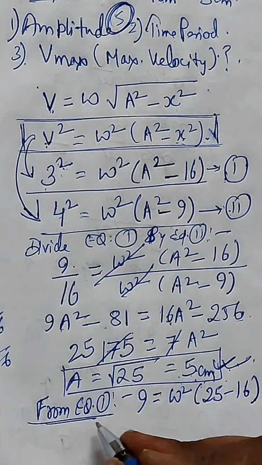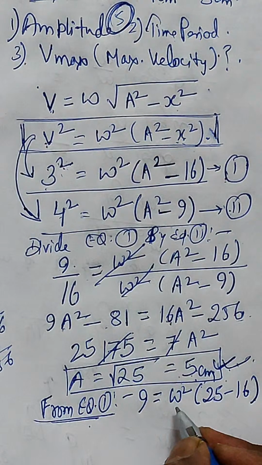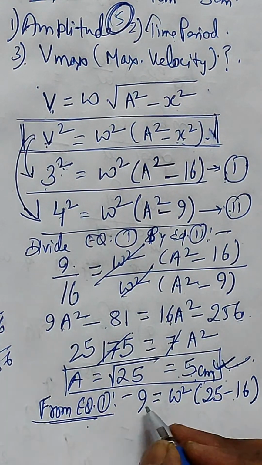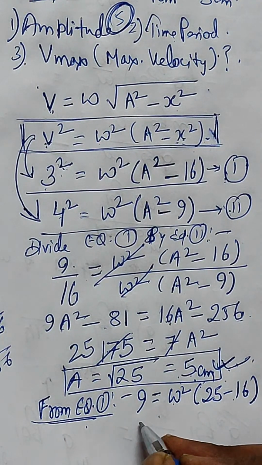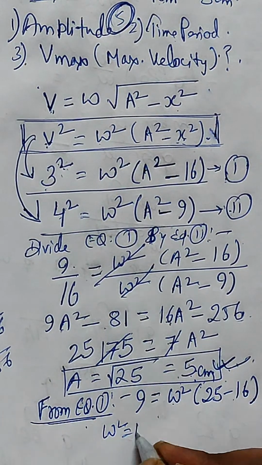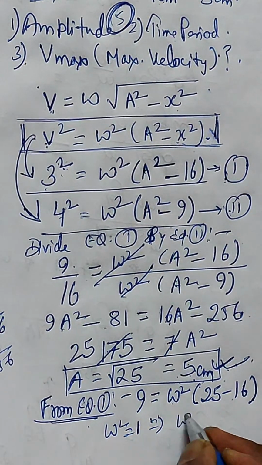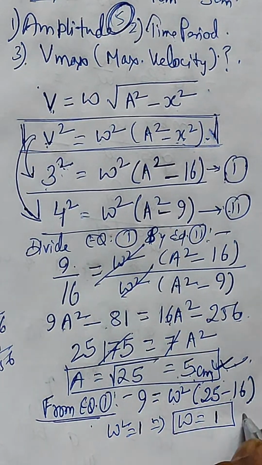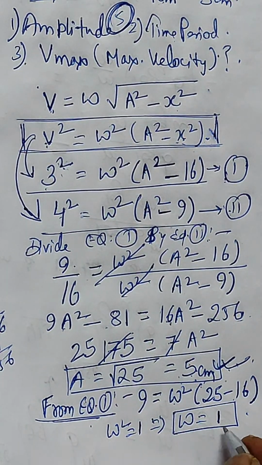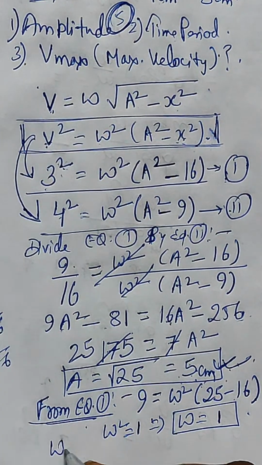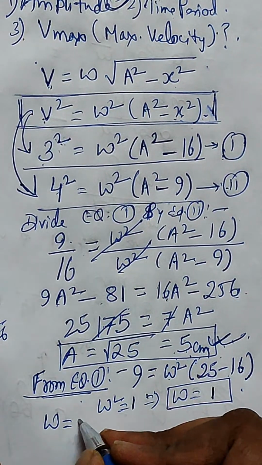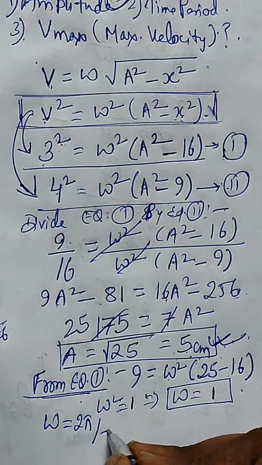Now just solve it. 25 minus 16 is 9. 9 by 9 is 1. So the value of omega square is 1, which will give you the value of omega as 1 radian, right? But omega equal to 2 pi by t. So we can write omega equal to 2 pi by t.